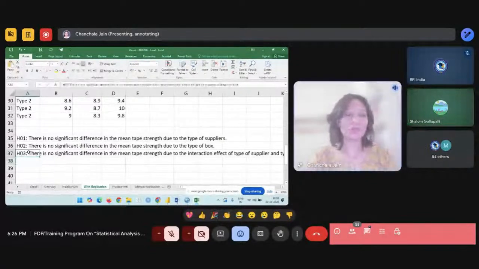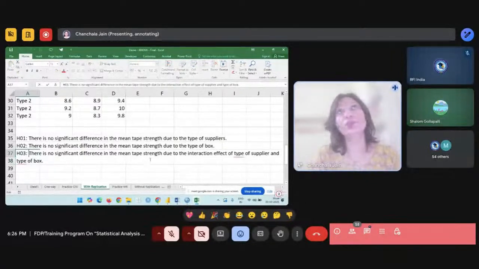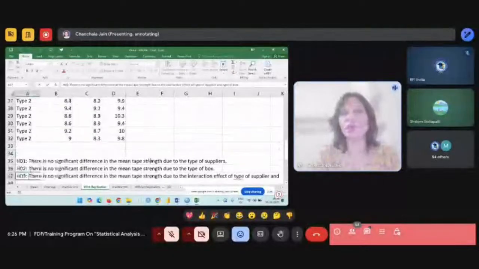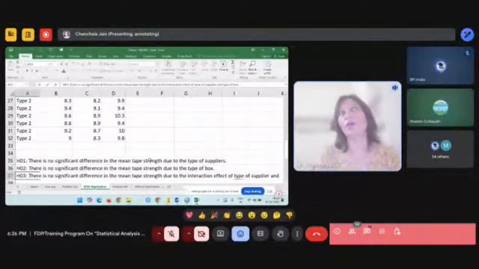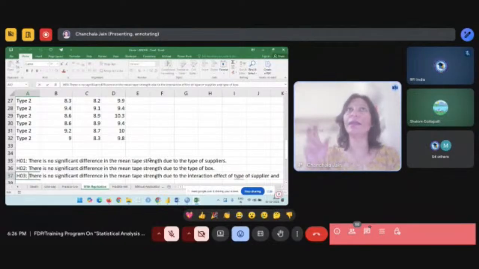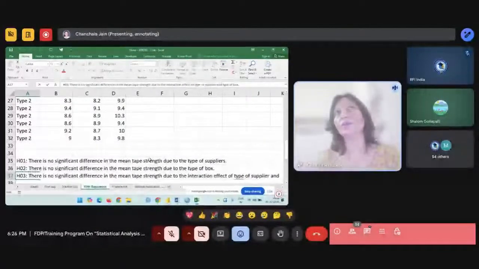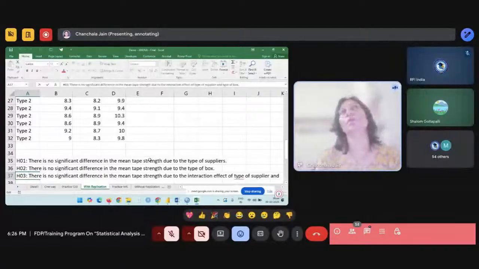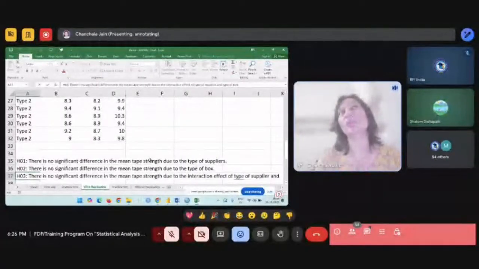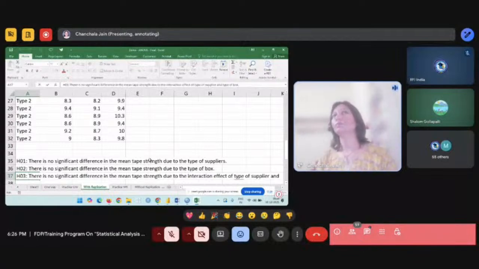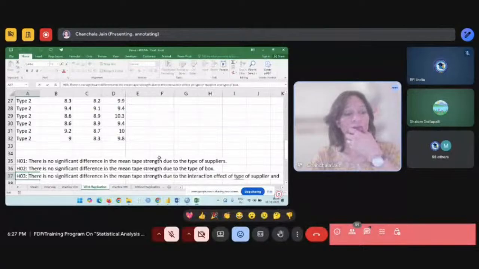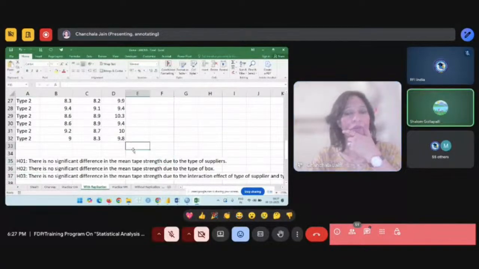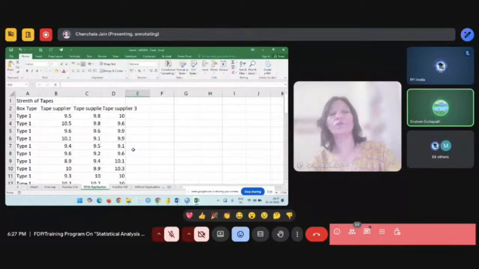I said there is no significant difference in the mean tape strength due to the interaction effect, because I'm considering both simultaneously now. That is from which supplier I have taken and from which box type I have taken the tape. So in the combination of these two, I want to see whether when I'm combining both my categorical variables, whether these are impacting my dependent variable or not. Whether it is making any change in the mean value of the dependent variable or not. Is it clear? Yes, ma'am. Fine. Interaction effect of box and supplier.